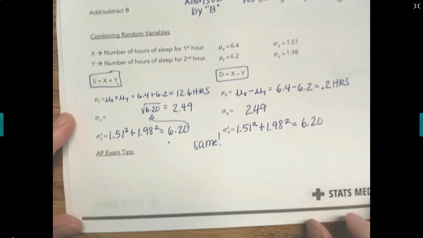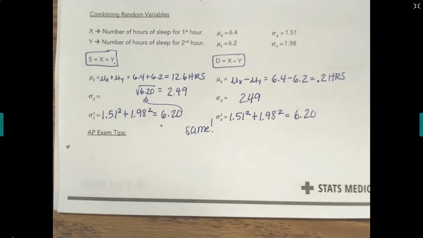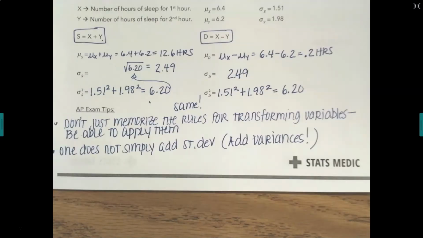So what I want you to take away from this is, you don't just memorize the rules for transforming the variables, be able to apply them. And I also want to make sure you remember, you do not add your standard deviations, you add your variances, and you always add whether you're finding the sum of two distributions or the difference between two distributions.